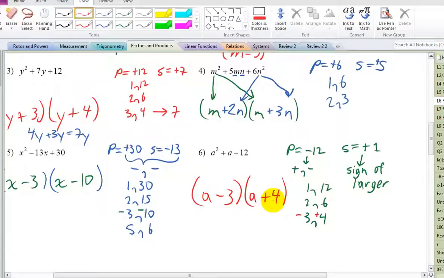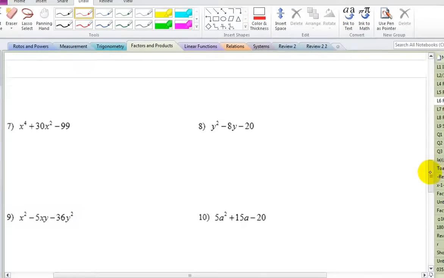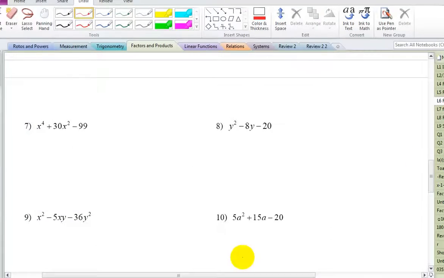Okay, we're going to practice a couple of these. So turn it over. Okay, number 7, same deal. Your product is negative 99. What does the negative product tell you? One's positive, one's negative. But your sum is plus 30. What does that tell you? That the larger is positive. Okay, so plus sign.